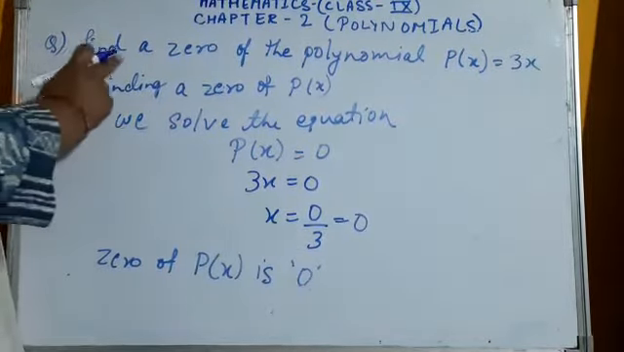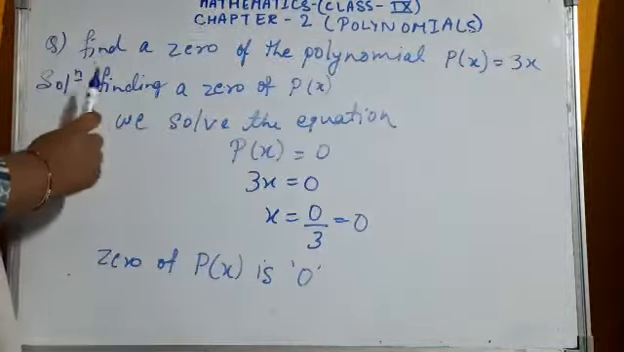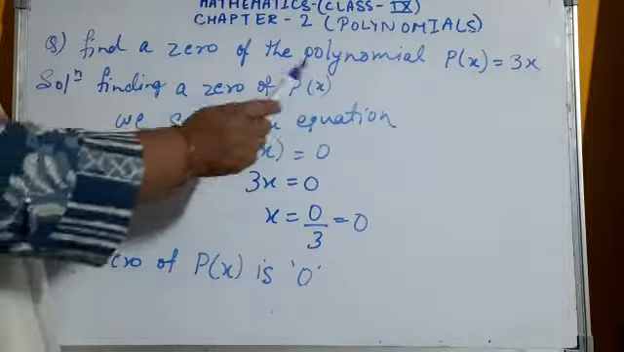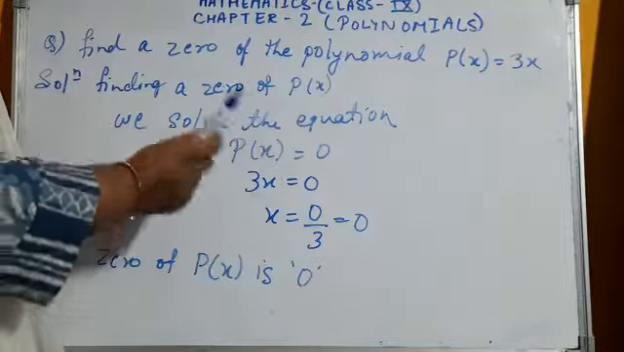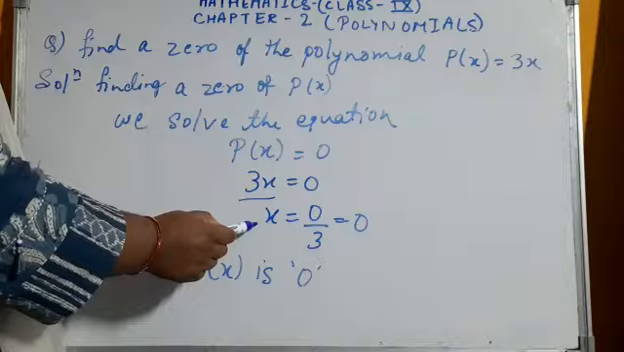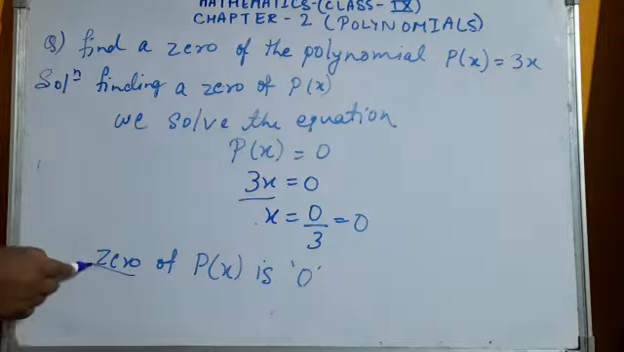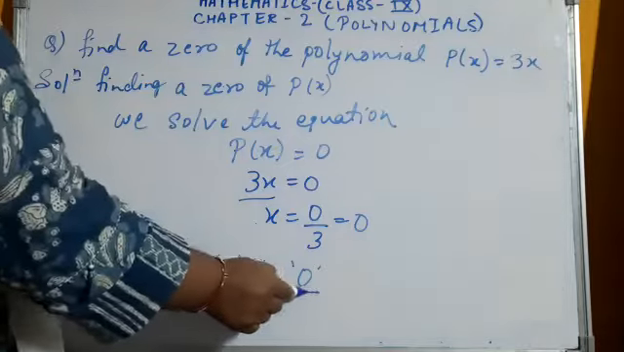See one more question. Find a 0 of the polynomial p(x) is equal to 3x. Again, for finding a 0 of p(x), we will solve the equation p(x) is equal to 0. This time in place of p(x), we will put 3x. When you leave x this side, you will have 0 by 3, which is 0. So 0 of the polynomial p(x) is the number 0.